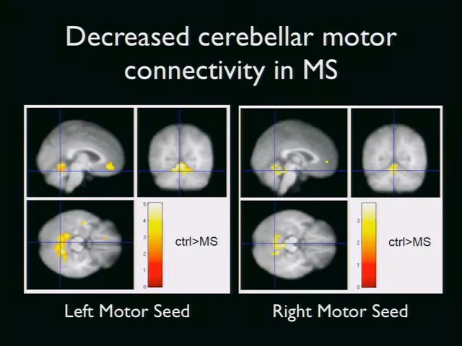So there was one other study looking not at resting state data, but functional data that showed that perhaps there were some decreases between motor areas and the cerebellum in MS patients. But there isn't really a lot in the literature looking at some of these functional connections.